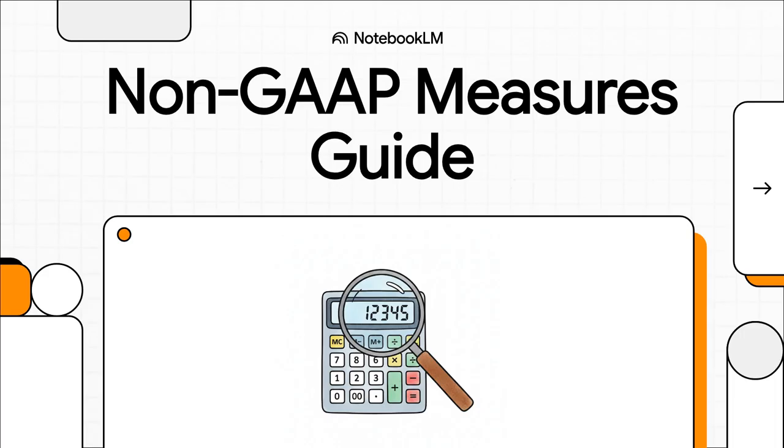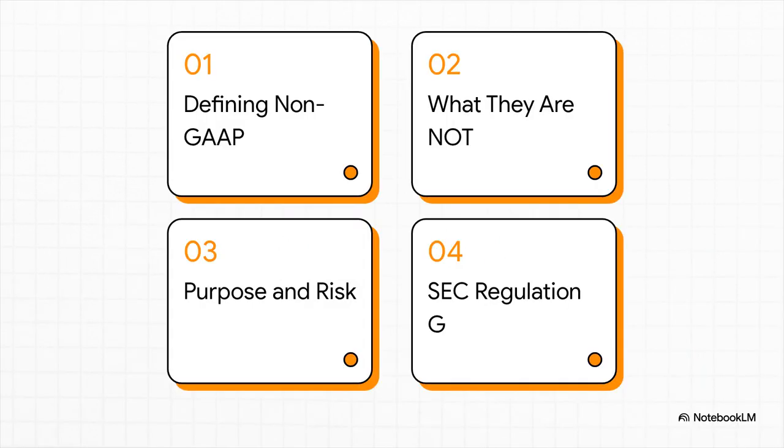Today, we're mastering exactly how these alternative numbers work, why they exist in the first place, and most importantly, how to spot the clever little tricks test writers love to use to trip you up. To make this super digestible, we're using a rule, risk, and regulation framework. We'll start with defining non-GAAP measures, then cover what they are not so you can avoid those exam traps, dive into the purpose and the risk behind the numbers, and wrap up with SEC Regulation G requirements.